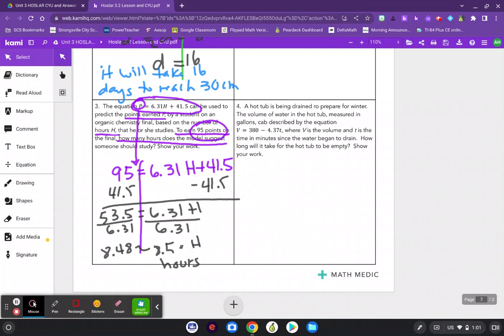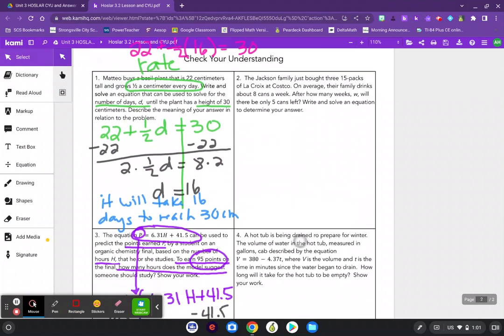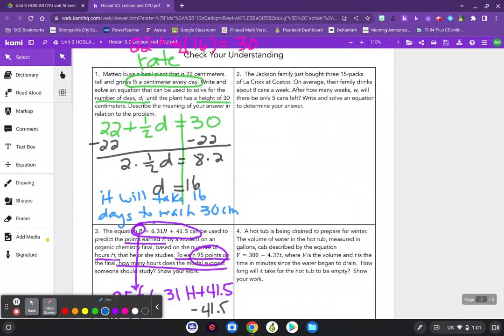Things to think about on problems 2 and 4. In problem 2, it says the Jackson family just bought 3 15-packs of LaCroix. On average, their family drinks about 8 cans a week. After how many weeks will there only be 5 cans left? So we have to think about the fact that they buy 3 15-packs. So how many total cans do I have? Is something to consider. And the other thing to consider is that if I'm drinking cans, does that mean that I'm gaining cans, or am I losing cans when you go to set this up?